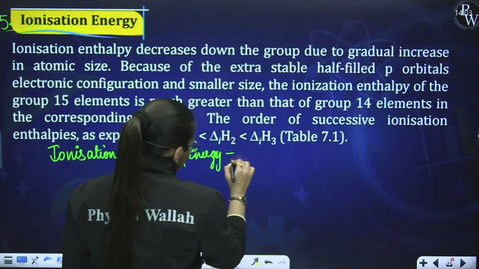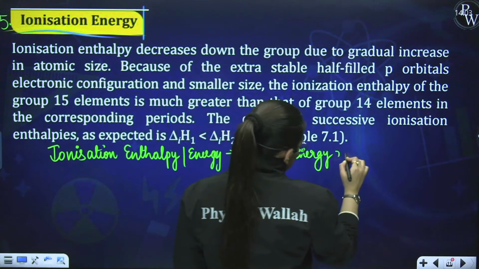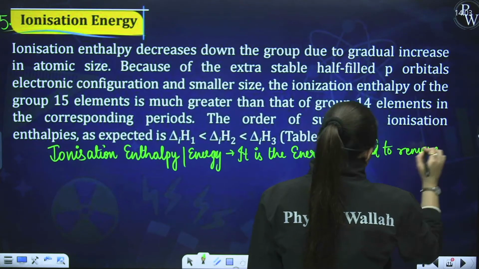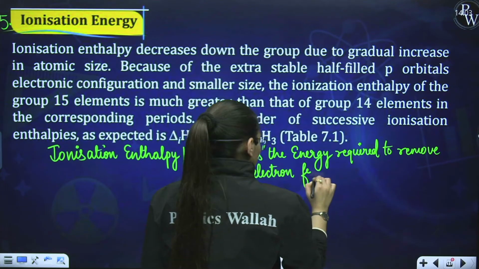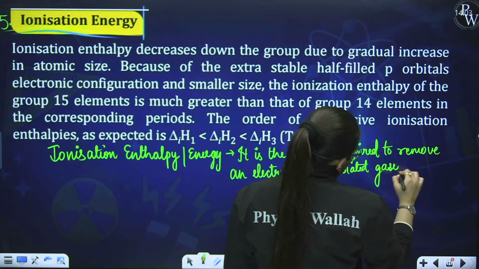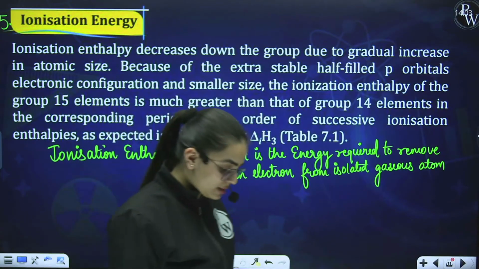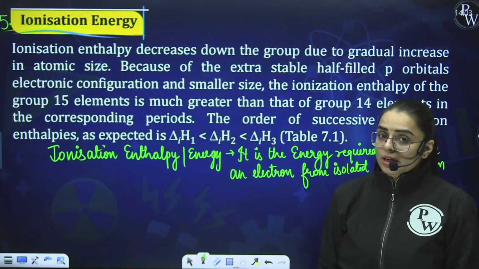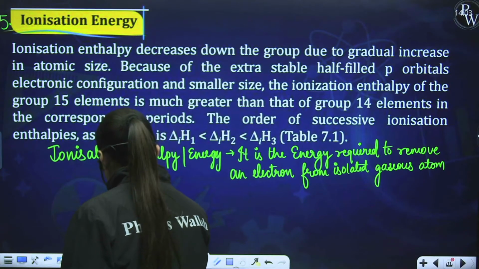What is it basically? It is the energy required to remove an electron from an isolated gaseous atom. The energy required to remove an electron from the outermost shell of the isolated gaseous atom is ionization energy. So this you can tell automatically by your own. I am writing the elements: nitrogen, phosphorus, arsenic, antimony and bismuth.